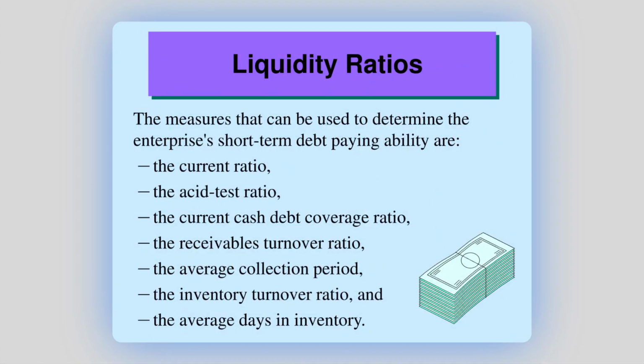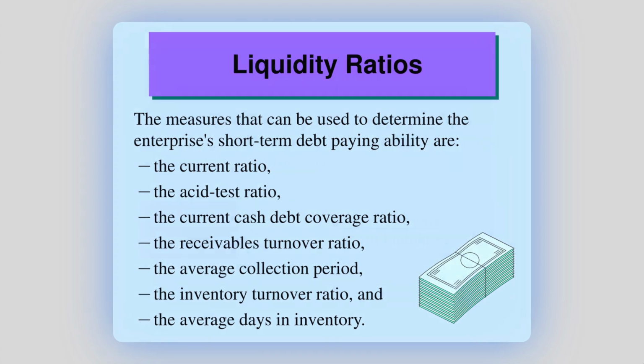So ano yung mga sample ng ating mga formulas to compute for the liquidity? It includes activity ratios, like turnover, collection, etc. So you have your current ratio, your acid test ratio, your current cash debt coverage ratio, receivable turnover ratio, your average collection period, inventory turnover ratio, and the average days in inventory. So, ito yung mga sample. We will do one by one.